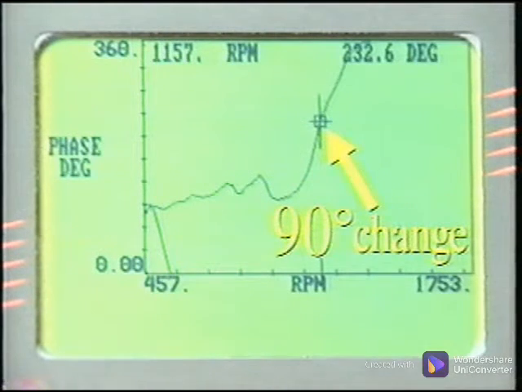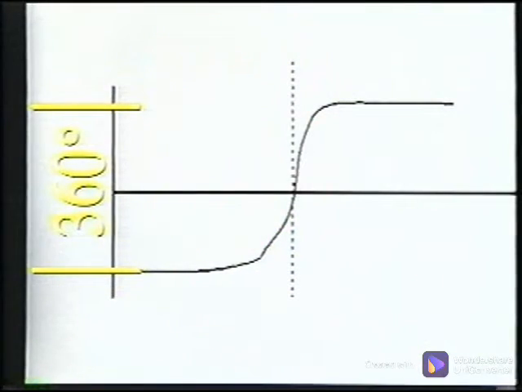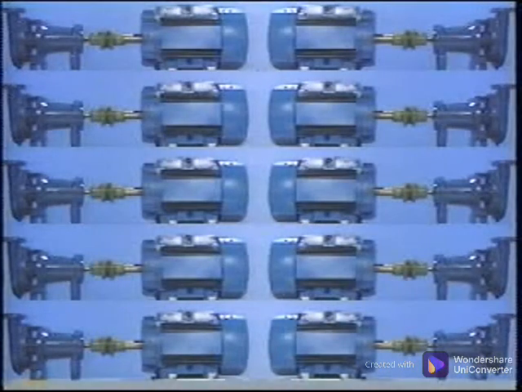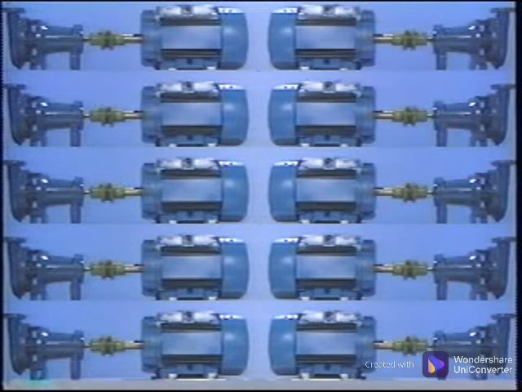We know that there should be a 90-degree phase change as the RPM moves from one side of resonance to the resonant frequency. Then there is another 90 degrees as the RPM continues past the resonant frequency. However, sometimes the phase plot will show a 360-degree phase change, and the amplitude versus RPM plot looks normal for a resonant condition. This occurs because two systems are in resonance at the same frequency.